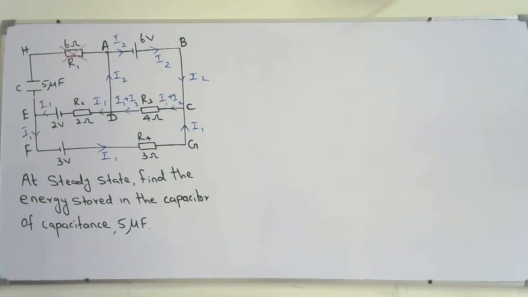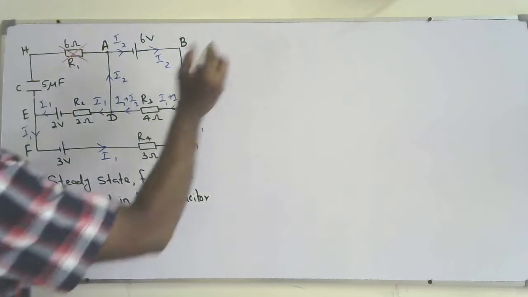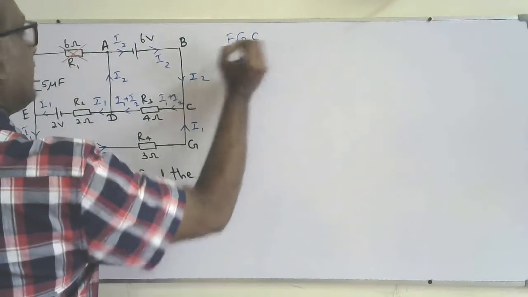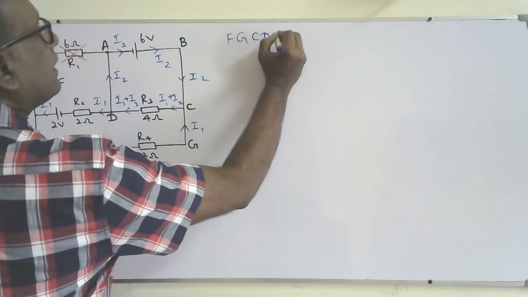Then I can use Kirchhoff's second law for this circuit. I'm using it for the loop F, G, C, D, E, F.